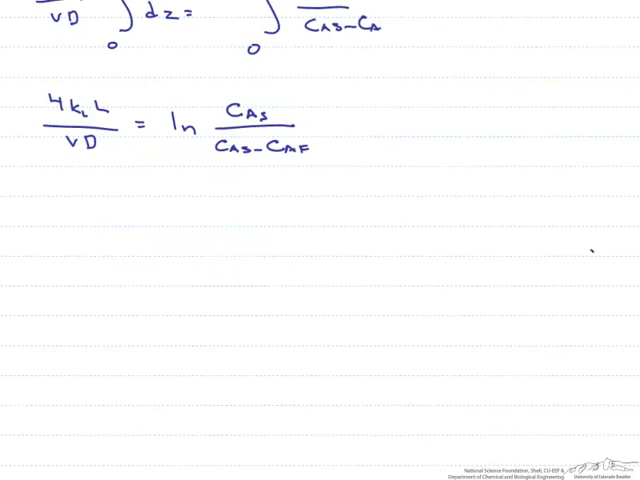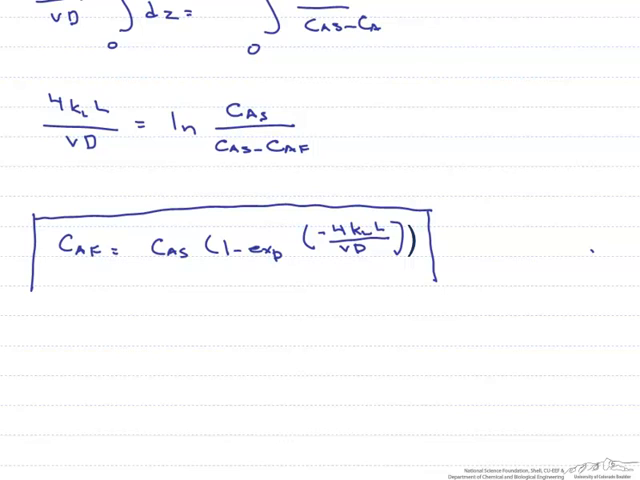If you simplify this and solve for the final concentration, you're left with the surface concentration times 1 minus the exponential of minus 4 times the mass transfer coefficient times the length of the tube, divided by the velocity times the diameter. Although in this particular problem we solve for the final concentration, you can actually find the concentration anywhere along the length of the tube by using X instead of L, where X is the length of the tube that you're looking at.